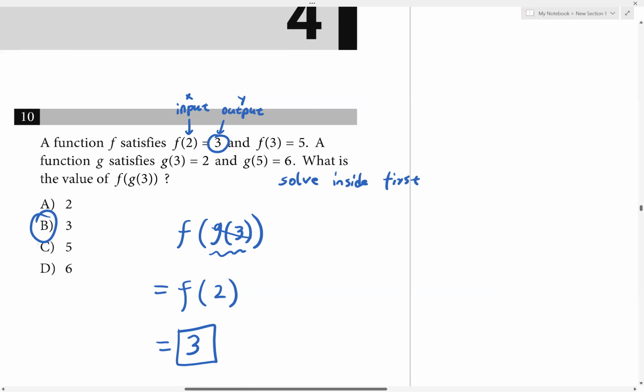For a question like this, we didn't use all of the information, and we just pick out the ones that we need. It's almost like solving a puzzle. We start from the inside, we get that number, and then from that number we gather some other information to figure out f of 2 equal to 3. So number 10, the final answer is B.